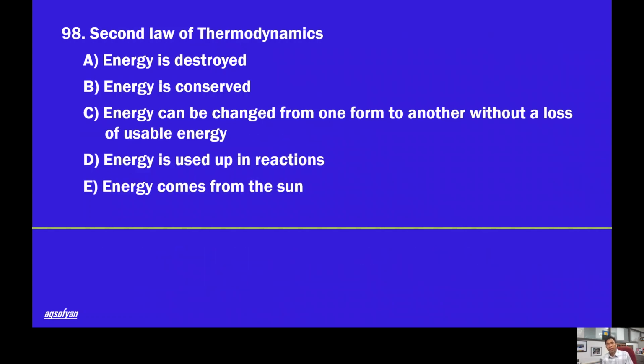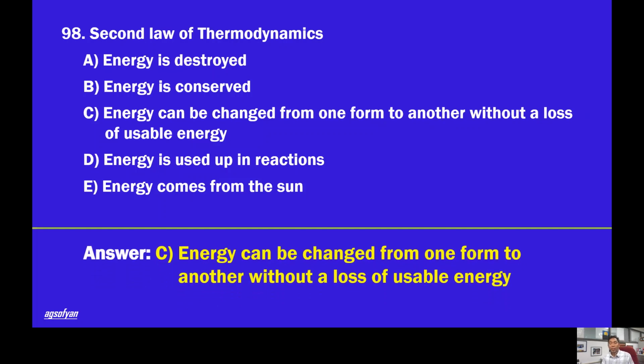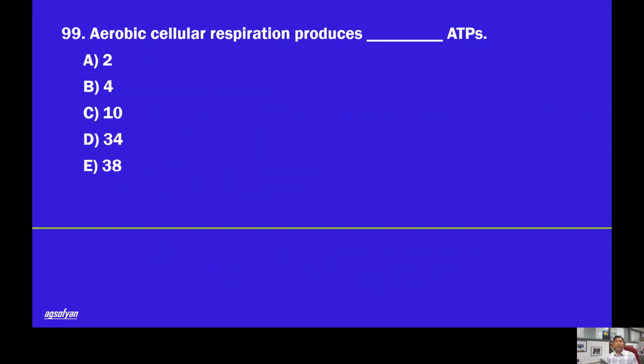Second law of thermodynamics. Energy is destroyed, energy is conserved, energy can be changed from one form to another without loss of usable energy. Energy is used up in reaction, energy comes from the sun. Choose your answer. Yes, the answer will be C. Remember, energy can be changed from one form to another form, but there is always loss of usable energy. So the conversion of energy from one form to another form will not be 100% efficient. There is always loss.